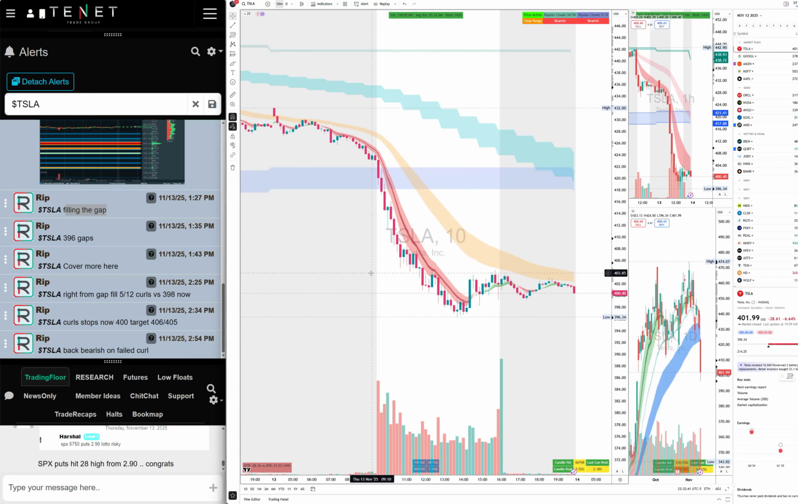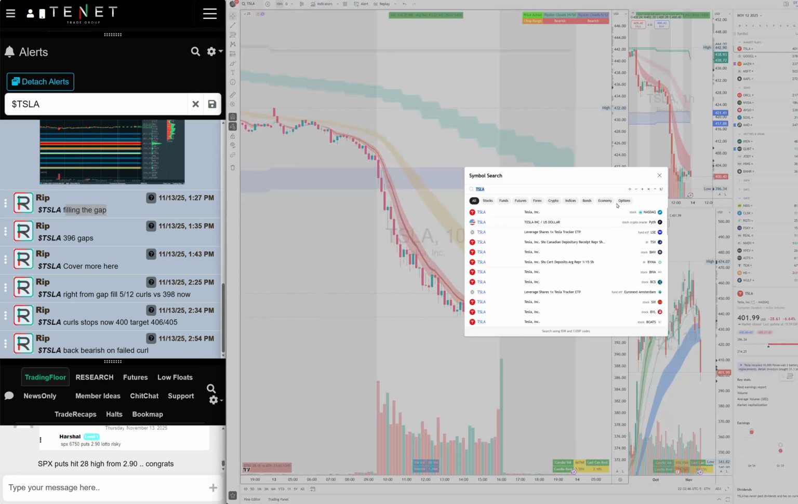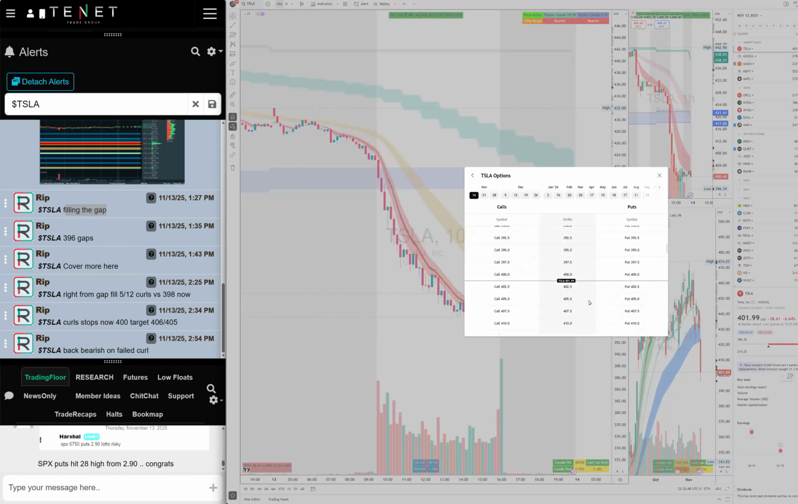So we'll be watching tomorrow. If it holds 400, we'll look for the longs. If it fails 400, we'll look for the shorts. But just to show you how you can literally grow your account in day trading.